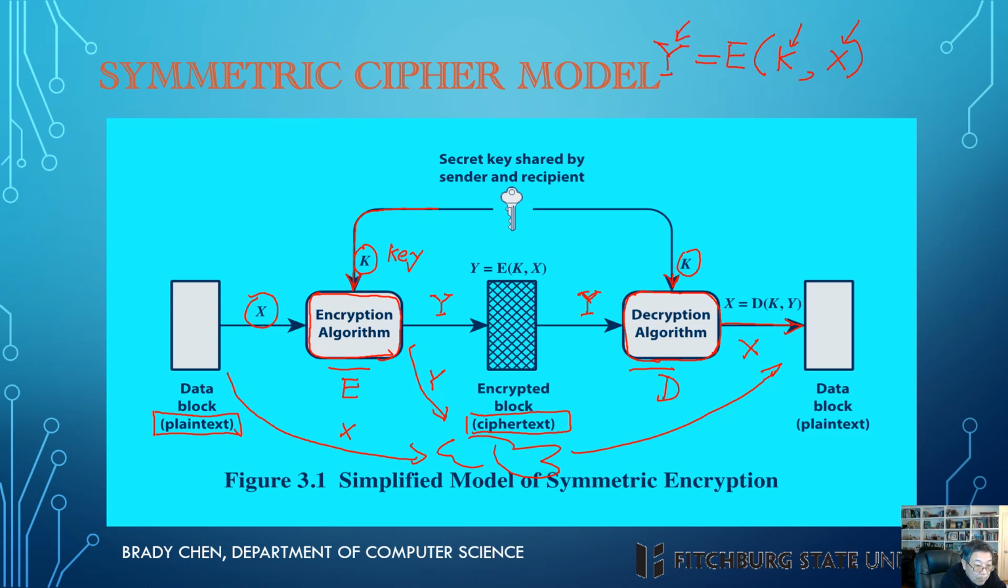And on the decryption side, we use the formula D and also the key, which is the same key, and the ciphertext. Hopefully this is going to restore the plain text from the ciphertext. So that's the typical symmetric cipher model.